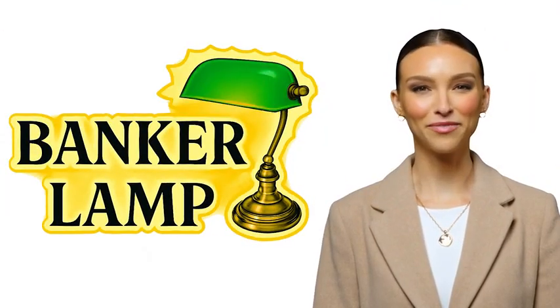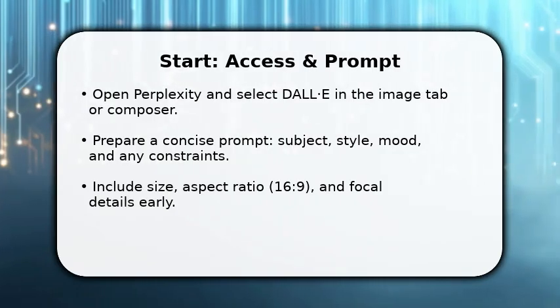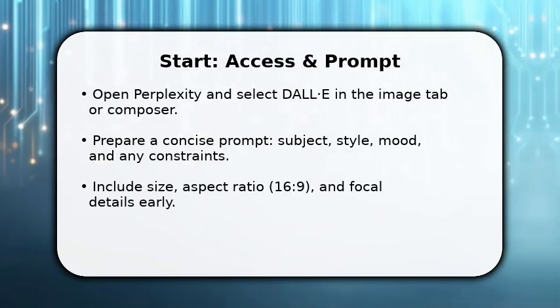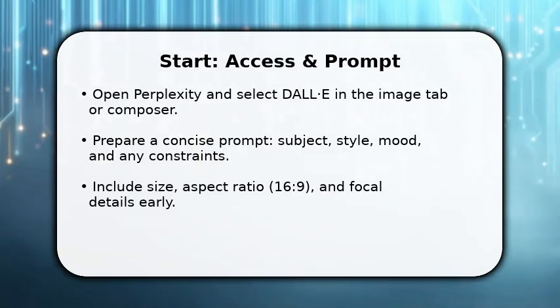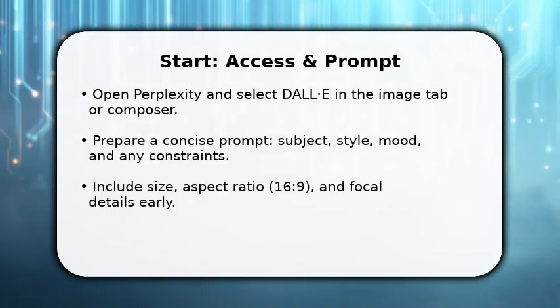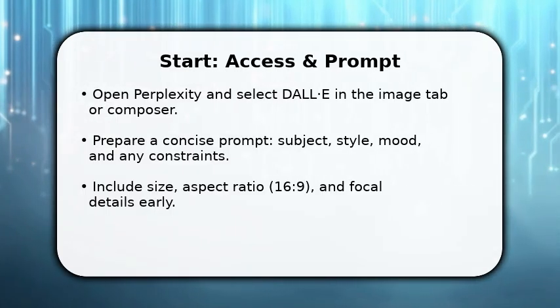Please enjoy the video. You'll begin by opening Perplexity and choosing the DALL-E image option. This gets you into the generator immediately. Type a focused prompt that lists the subject, style, and mood so the model has clear direction. Once done, add technical constraints like dimensions and aspect ratio, for example, 16:9 or square.